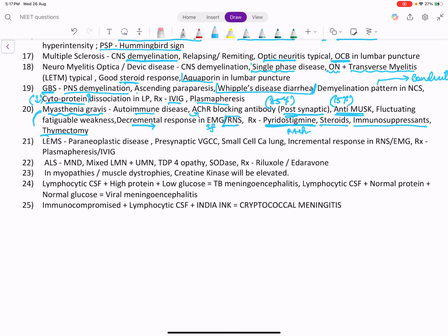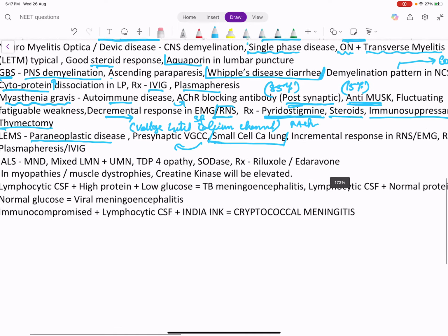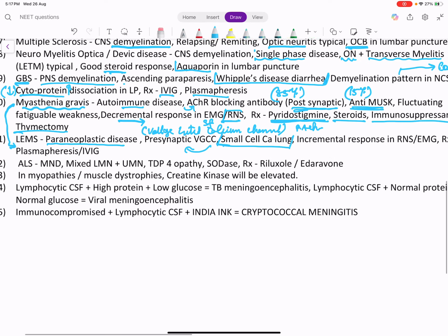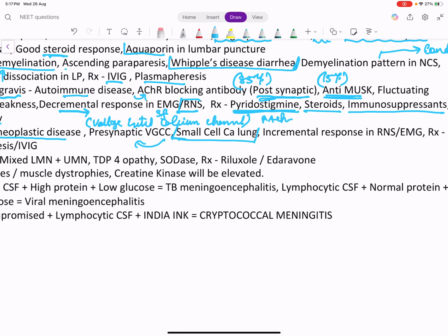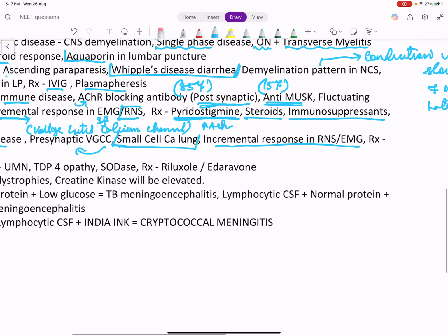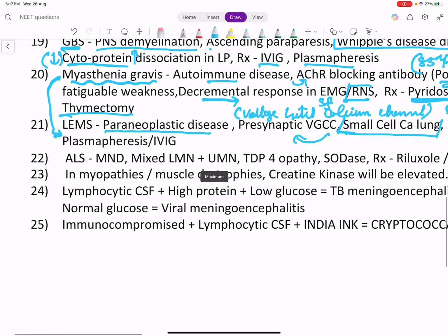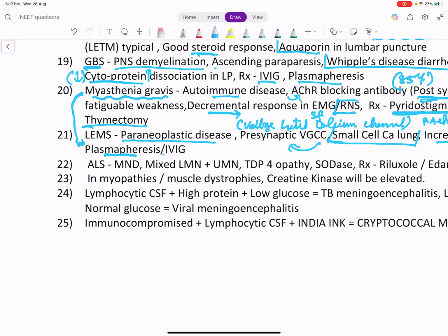Close DD for myasthenia gravis is LEMS, Lambert-Eaton myasthenic syndrome. It is a paraneoplastic disease which occurs secondary to small cell lung cancer. Small cell lung cancer produces an antibody which is called VGCC, that is antibody against the voltage gated calcium channel of the presynaptic membrane. So myasthenia gravis is postsynaptic, LEMS is a presynaptic problem. So here there is an incremental response on repetitive nerve stimulation. Being a paraneoplastic disease, we have to remove the antibody. Treatment is plasmapheresis or IVIG.